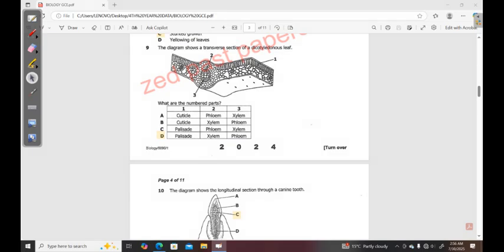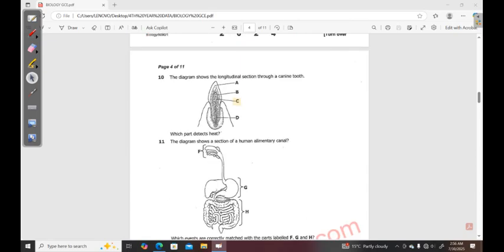Question 10. The diagram shows the longitudinal section through a canine tooth. So this is your canine tooth. We have our enamel outside, the dentine right after, and the pulp. Within the pulp, this is where you find your nerves, right? And these nerves are able to detect heat, pressure, and so on and so forth. So when they ask for a part that detects heat, you go for the part where you find the nerves, which is C, in the pulp of the tooth.